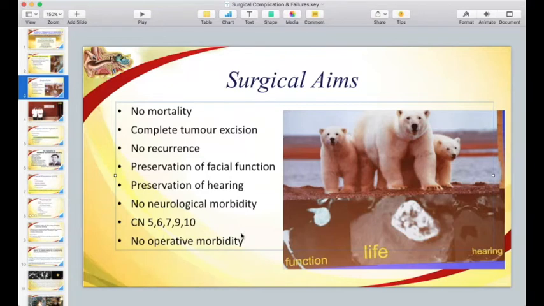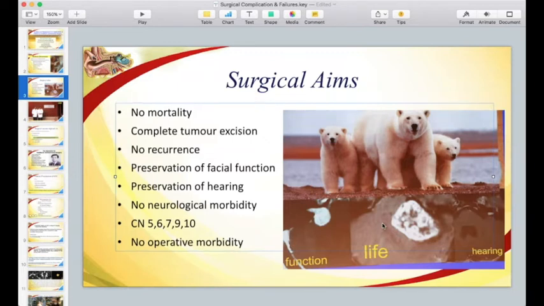Over here, with a small meatus, with a small acoustic tumor, it's a matter of your hearing. Here it's a matter of function, including the face. And here is a question of life. These large tumors are life-threatening. So, why am I not moving forward?